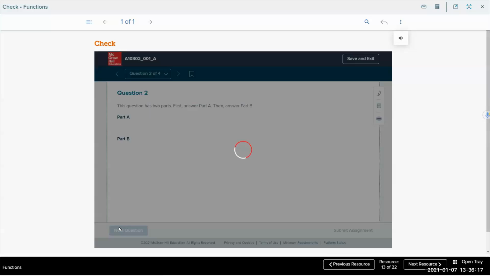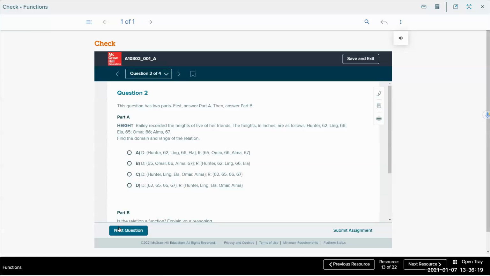Next question. Another kind of real world situation. Bailey recorded the heights of 5 of her friends. The heights in inches are as follows. And then we see her friend's name, Hunter, and a height of 62 inches, and her friend Ling, height of 66. Again, we're thinking, okay, if I've got to think about domain and range, domain is inputs.